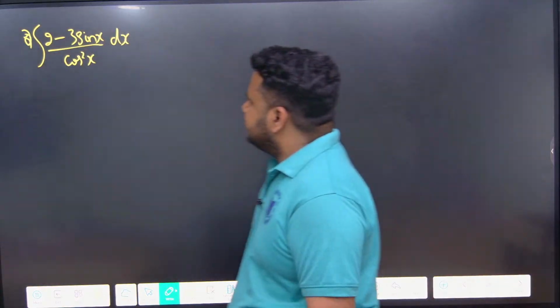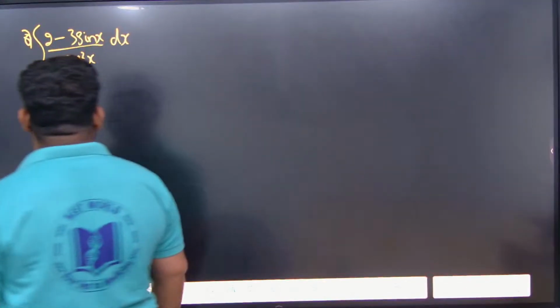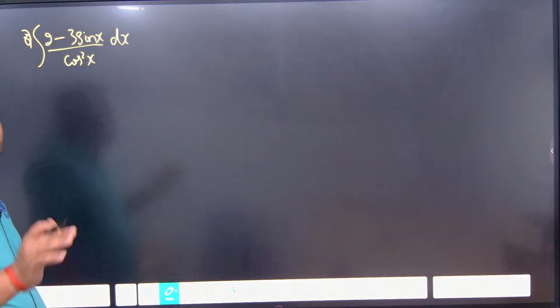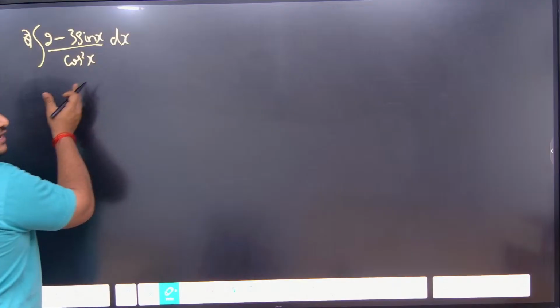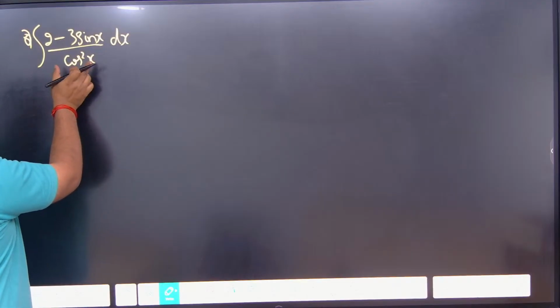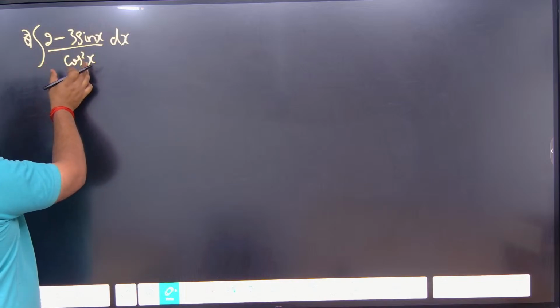See here they have given the integral of (2 minus 3 sin x) by cos square x dx. So what we will do? We will separate and integrate it. The denominator is cos square x, so we separate the numerator and divide each term by the denominator.